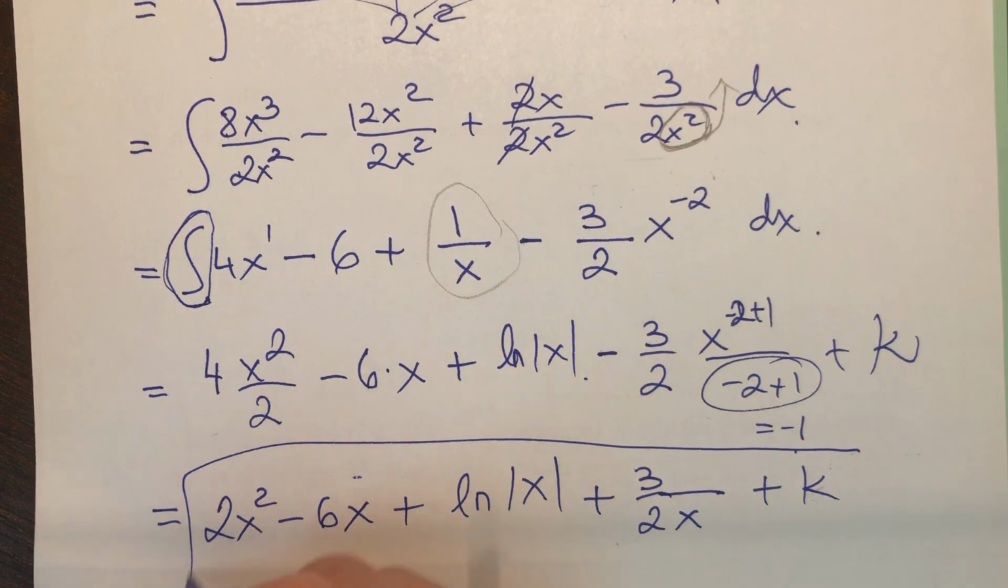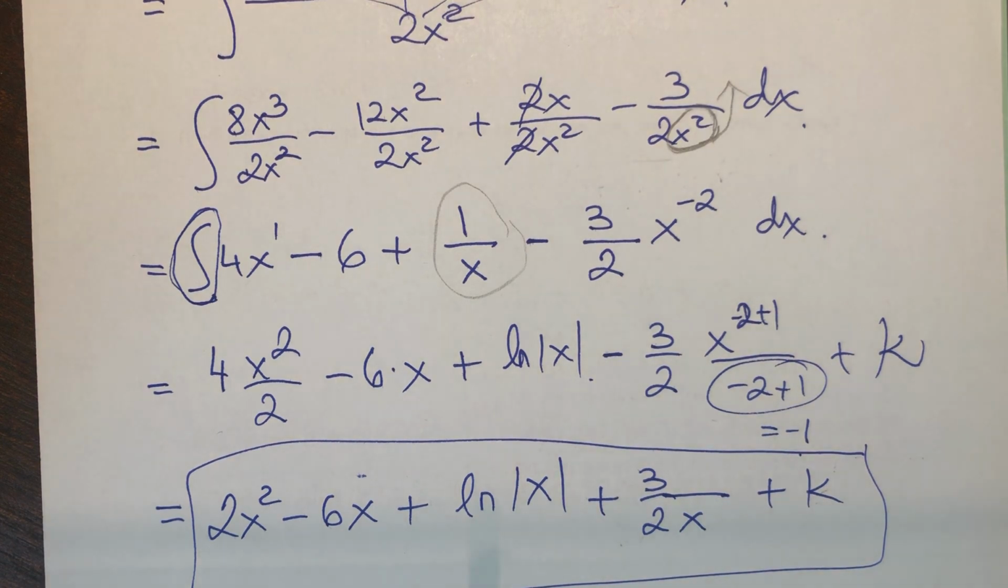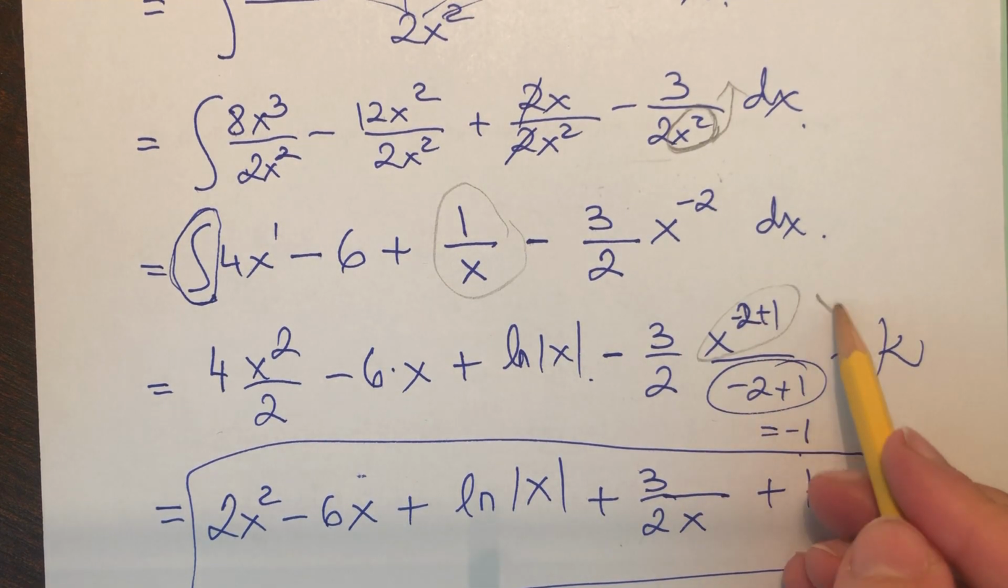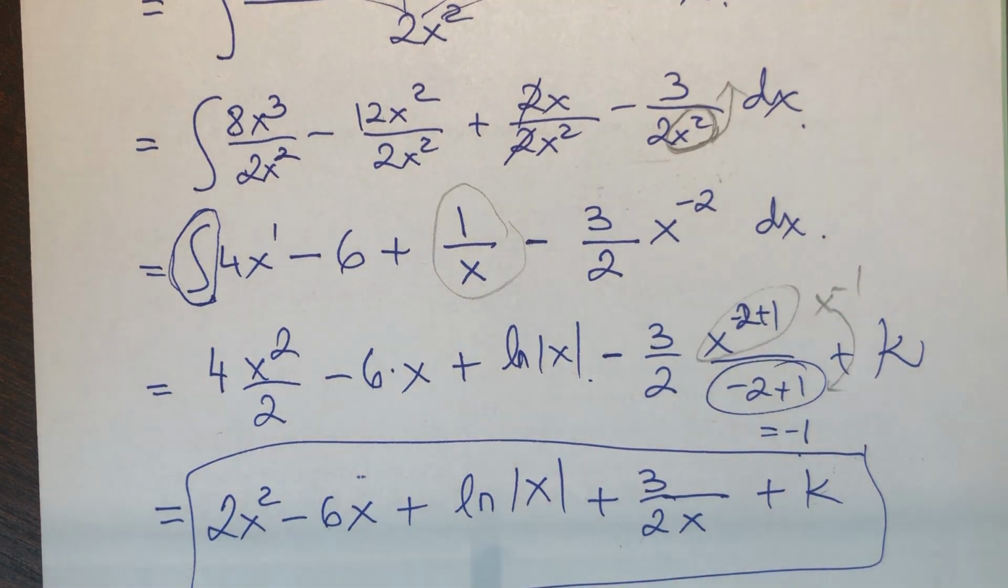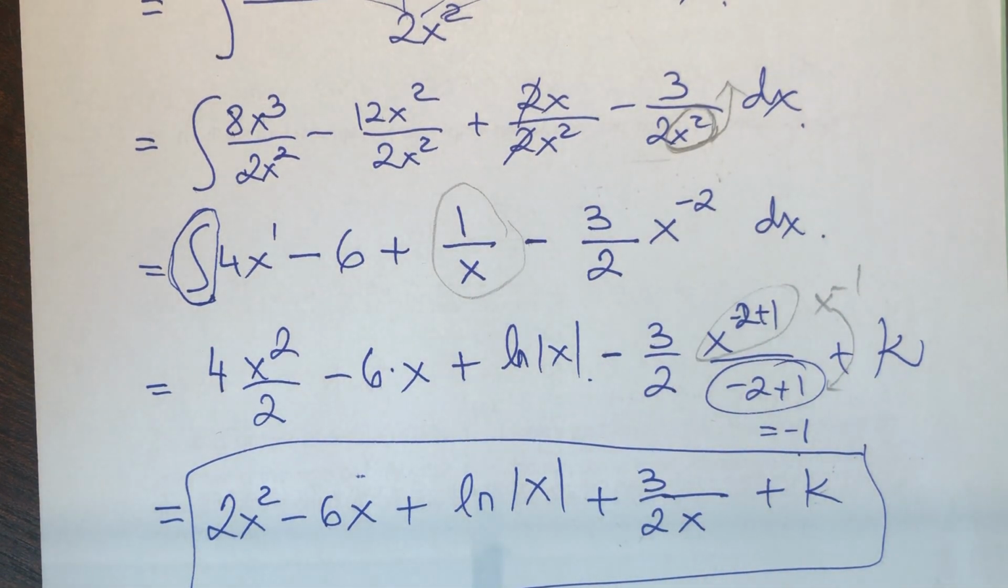I'm not going to rewrite the whole thing for it. Again, this is an x to the -1, and what do I do with that x to the -1? I put it on the bottom, right? So that's why that becomes a 3 over 2x. Okay, so quite a bit of algebra and a little bit of calculus, but mostly, as you see, it's algebra.